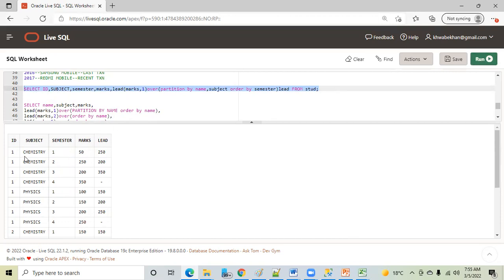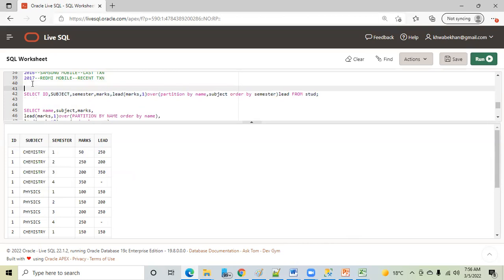Now see, it started with chemistry, no issues. Now you can compare from here. 200 is here, 350 is here. Now you can compare this. If you take 250 minus 50, take the difference now.